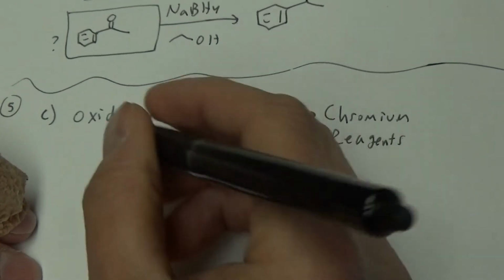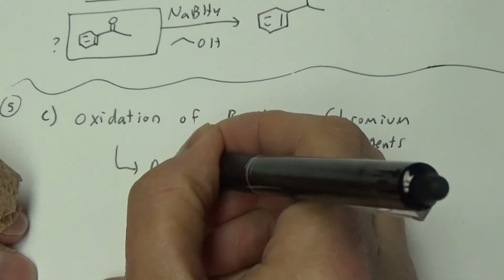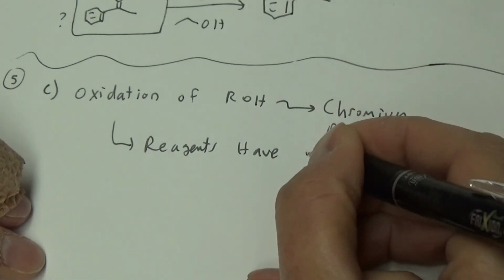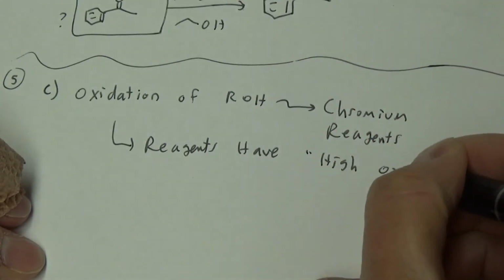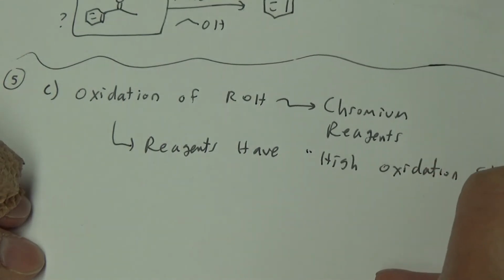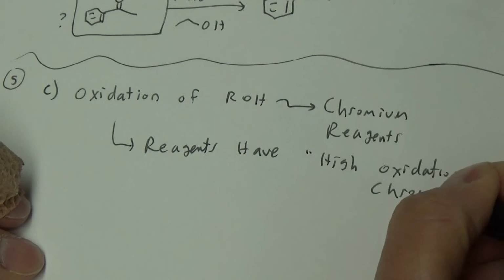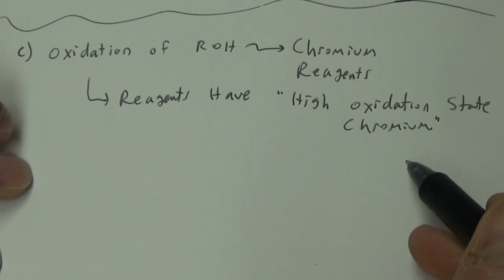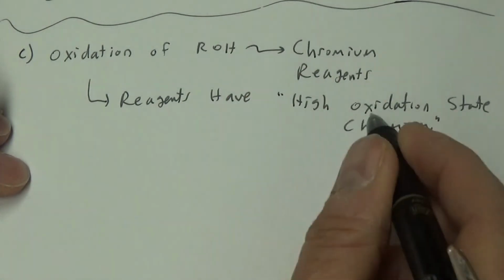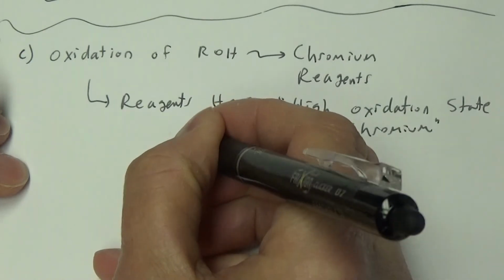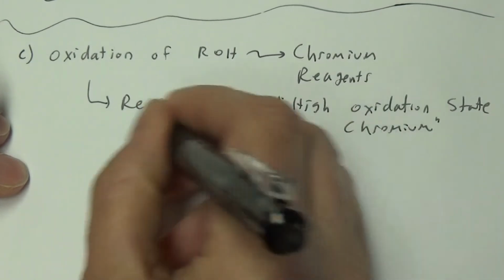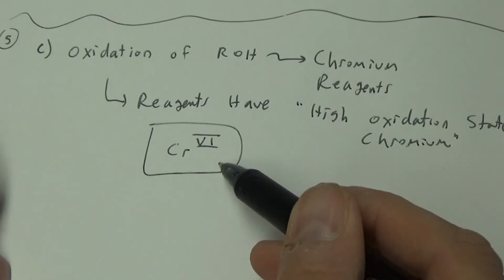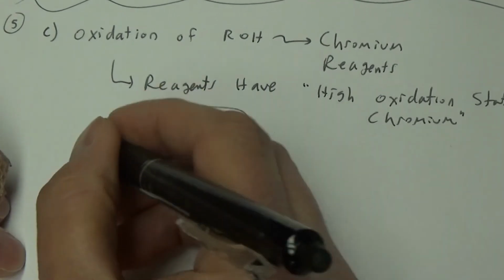So all of these reagents have high oxidation state chromium. So it's going to be chromium with a bunch of oxygens around it and stuff like that. So the typical high oxidation state chromium is chromium 6. That's going to be the magic number for the reagents. They're going to be like 6 bonds to oxygen and electronegative atoms. 3 reagents to know about.